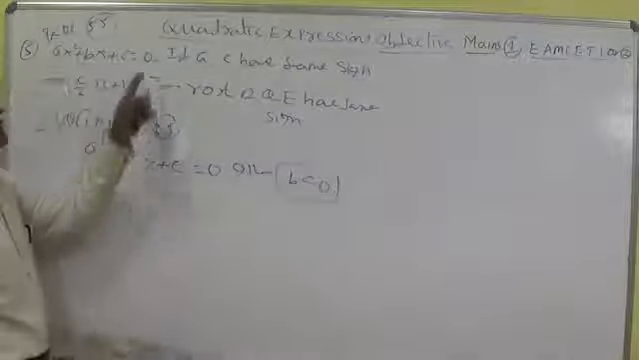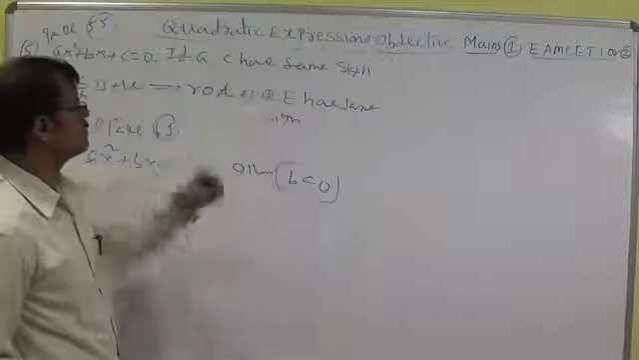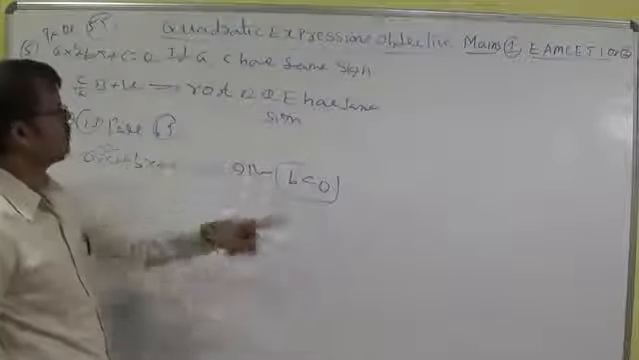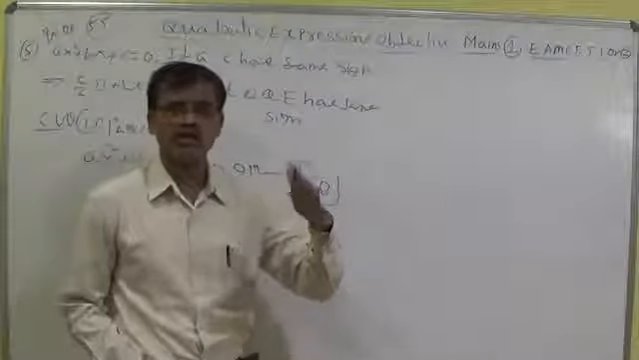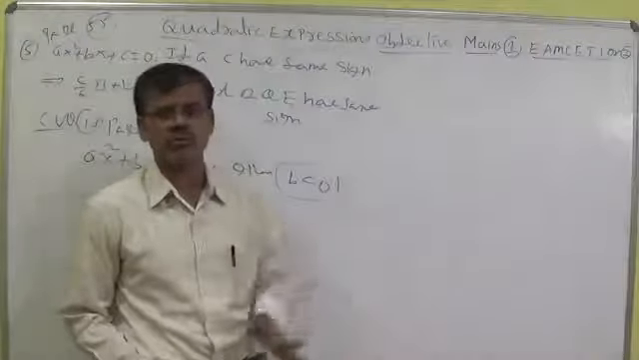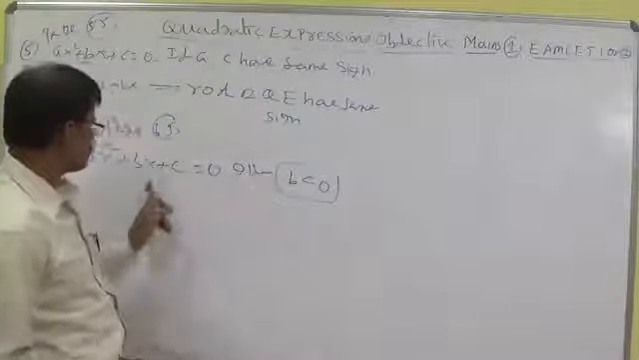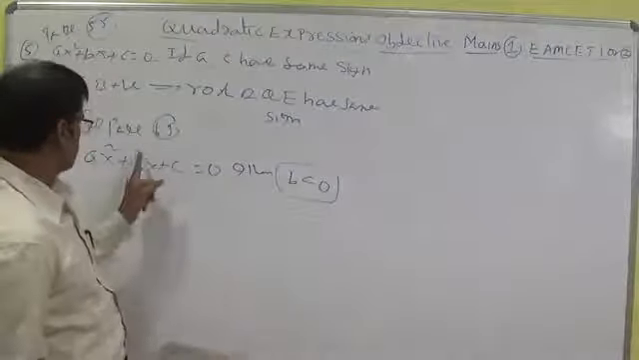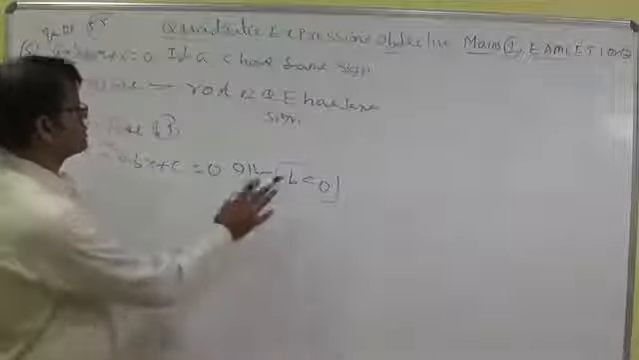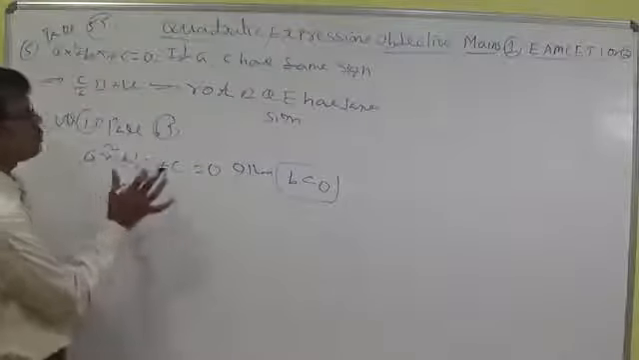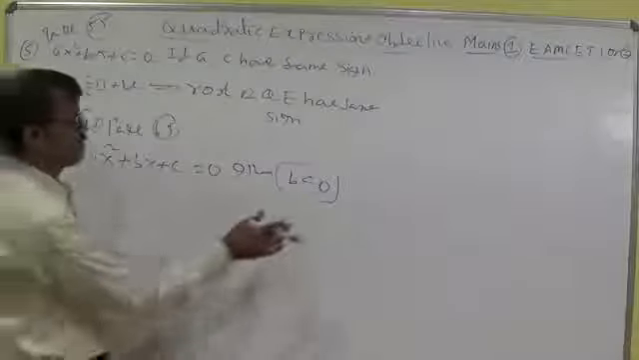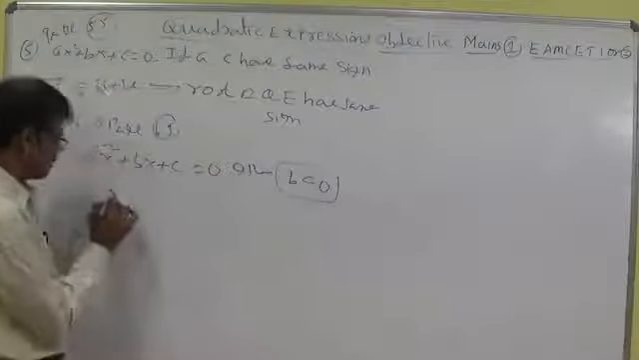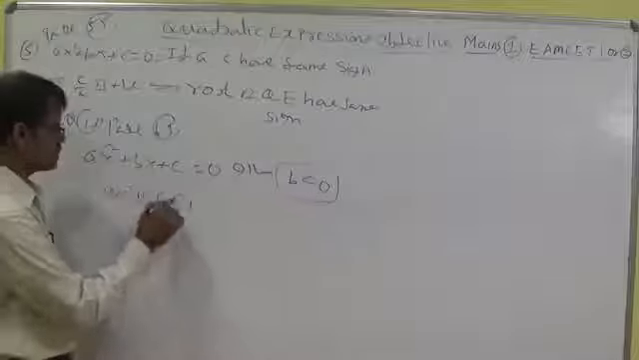Now I am going to discuss with you that if a, c have the same sign, then the roots of the QE have the same sign. Roots of the QE having the same sign means both roots are negative or both are positive. Here both are negative, given in the question, and b less than 0. Whenever both roots are negative, then a and c have the same sign. Whenever b less than 0, here a less than 0, c less than 0.